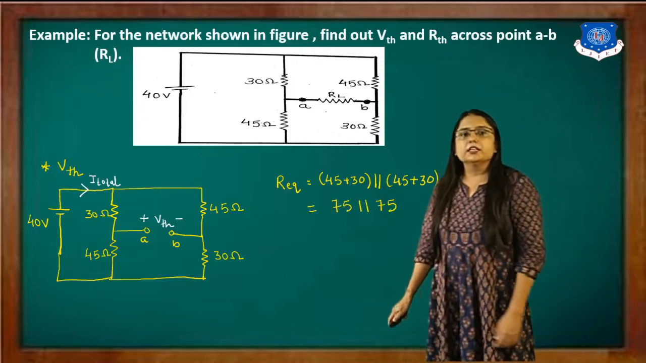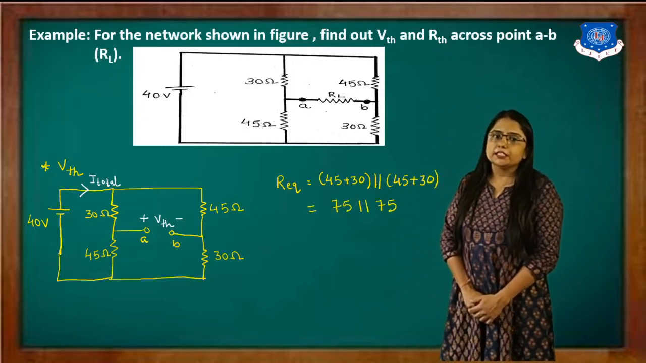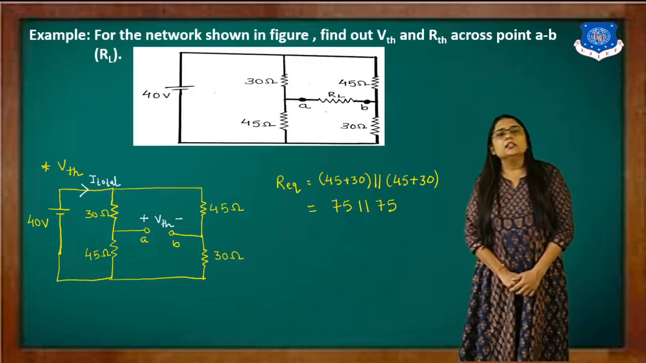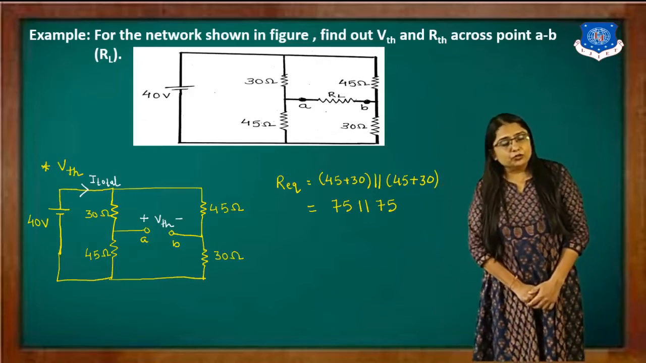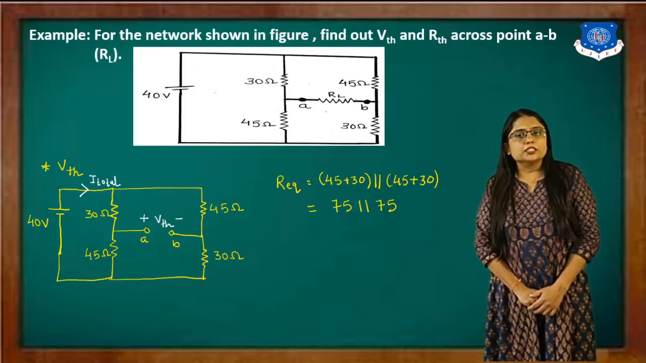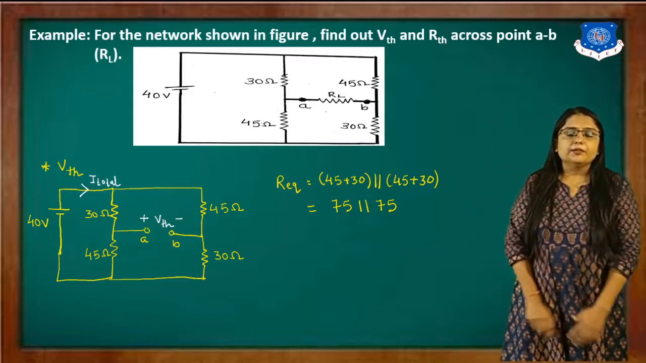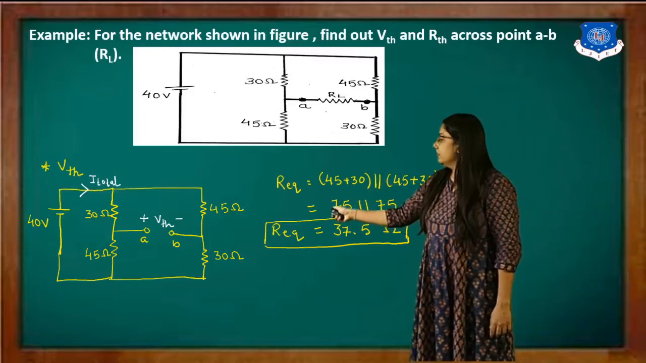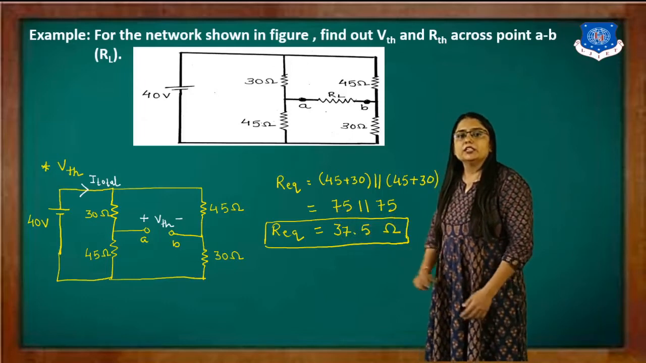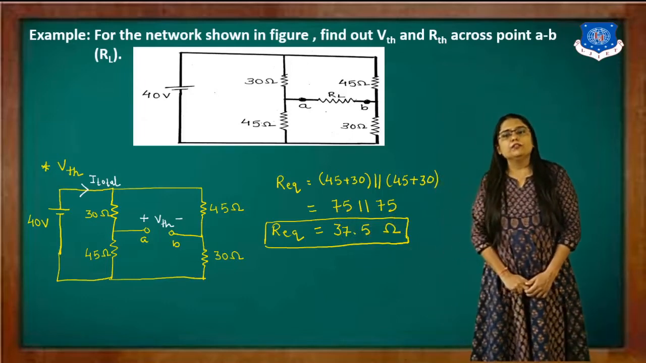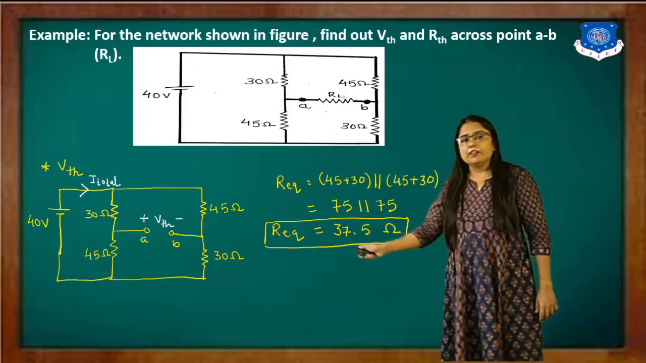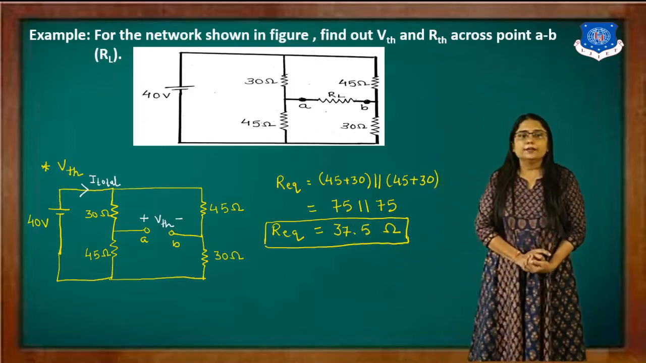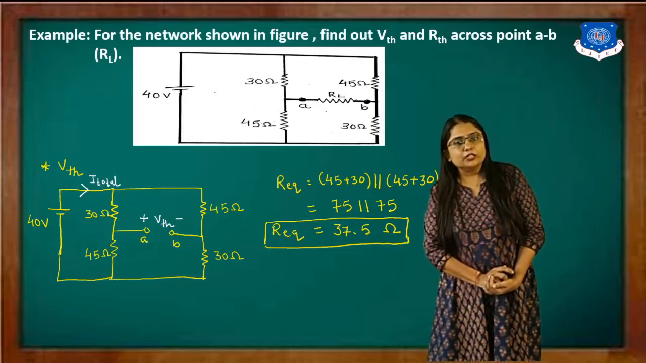If we solve this, then what do we get? 45 plus 30 equals 75. So it's 75 parallel 75. And we know that when two resistors of the same value are connected in parallel, then the resistance is half of this. Half of 75 is 37.5. So the value of equivalent resistance is 37.5.